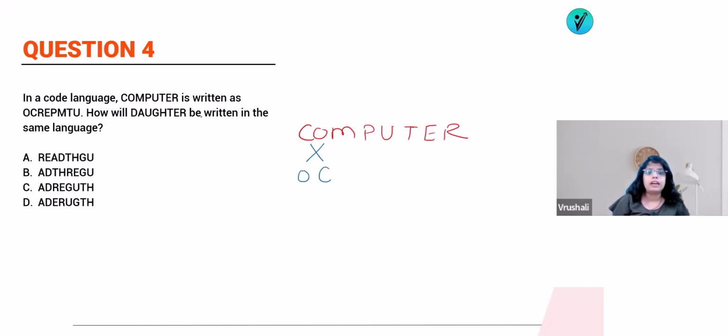Then RE means these last two letters come here. As we can see, the last one is here, R and then E. Then PM means these two again reversed, in a PM. And then the remaining were the TU, so again these are reversed. We are taking in a reverse order. So similarly, how will you code the word DAUGHTER?